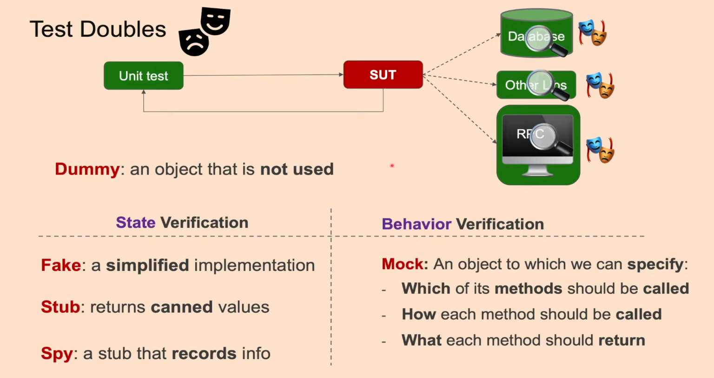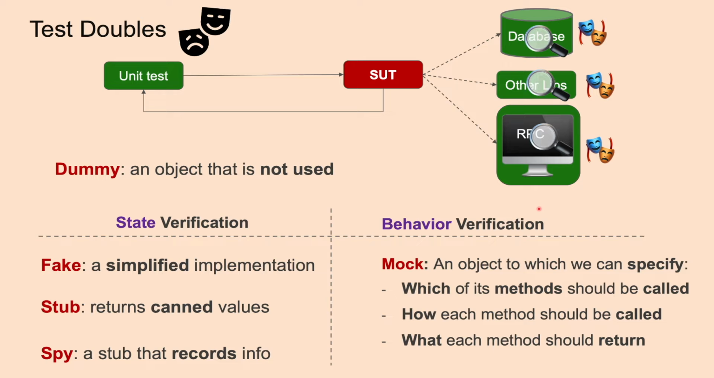A stub is just an object which has the same interface as the real thing, but it just provides some canned values only for testing purposes. And finally, you can have a spy, which is really a stub with some more features for recording the state, which then will be examined by your unit test.